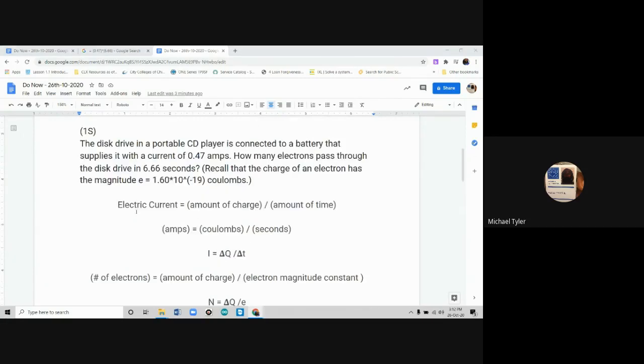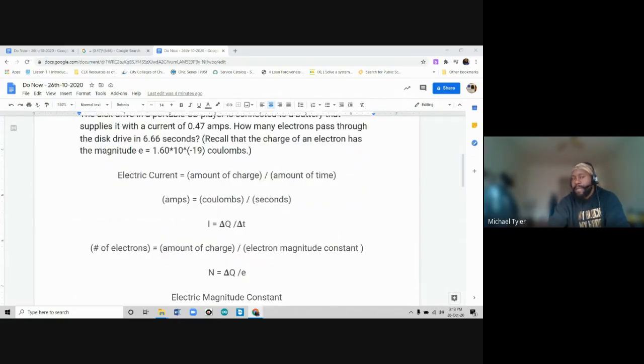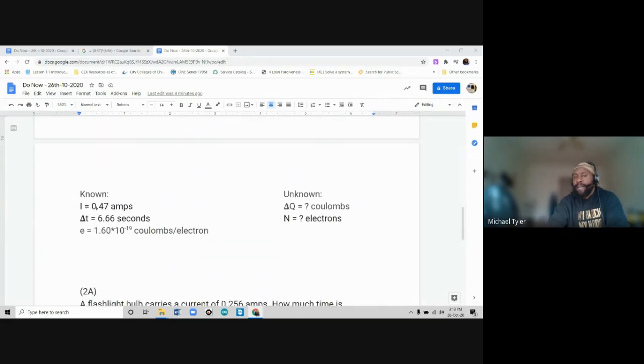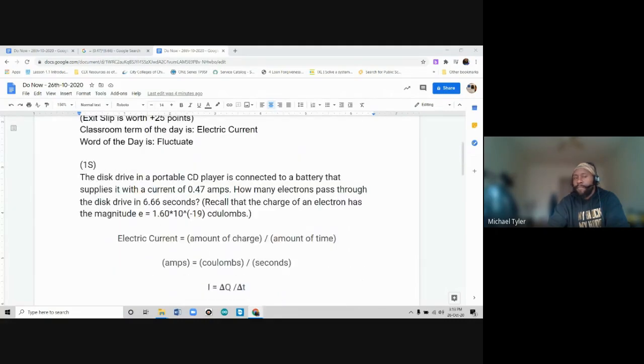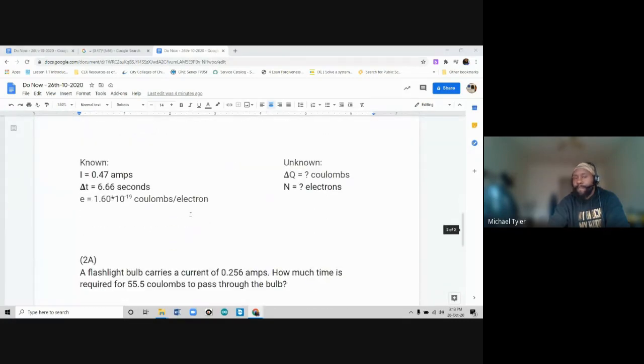So if you look up here in the synchronous in-class problem we're doing, the disk drive in a portable CD player is connected to a battery that supplies it with a current of 0.47 amps. It says it right there, current of, so that's I. So I put in my known values, I equals 0.47 amps. Delta T, where did I get that from? Well, it says here, how many electrons pass through the disk drive in 6.6 seconds? They give you time. Seconds is delta T, the amount of time. So I put that here in our known values.